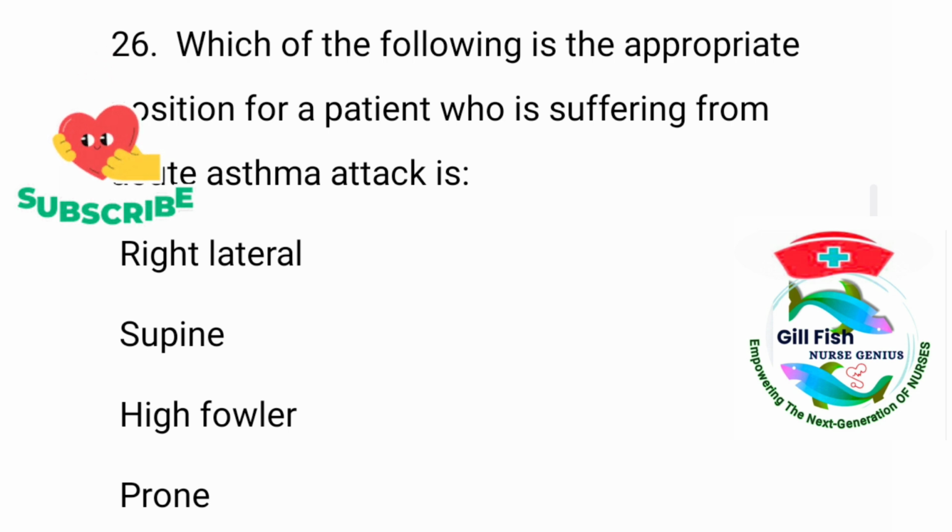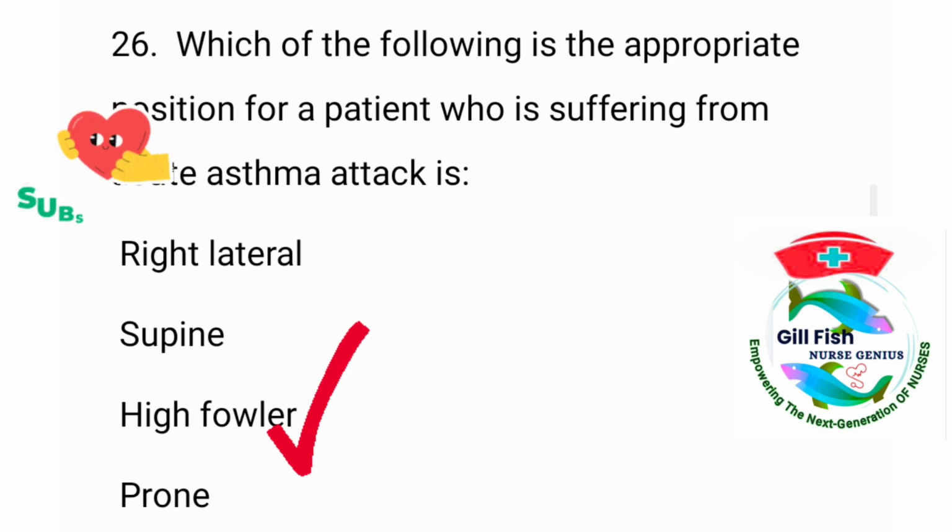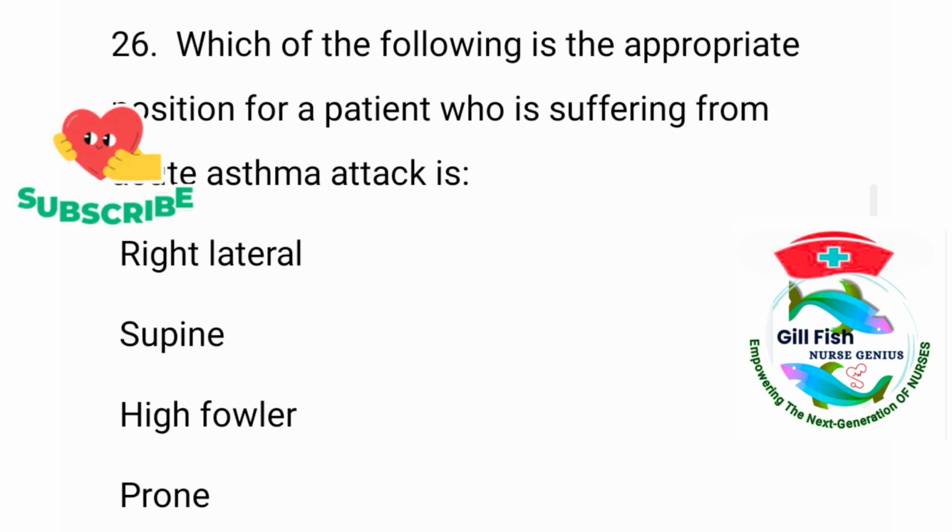Which of the following is the appropriate position for a patient who is suffering from an acute asthma attack? So what is the position you have to give for the asthma attack patient? Option A, right lateral. Option B, supine. Option C, high Fowler position. Option D, prone position. What could be the correct answer? Can you guess it? High Fowler position you have to provide for the patient with an acute asthma attack. Usually if breathing difficulty is coming, we are going to provide Fowler's position. So that could be the correct answer.